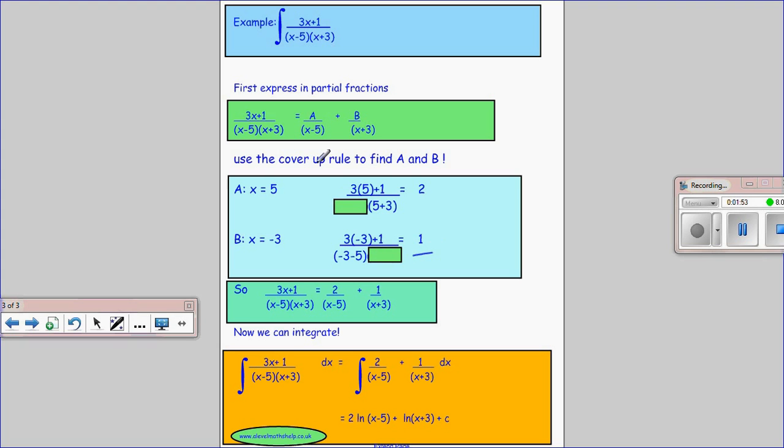So then I have my fraction in terms of its partial fractions. So I put in for A, I put the 2, and for B, I put the 1. And so I have this here. And now I can just integrate this.